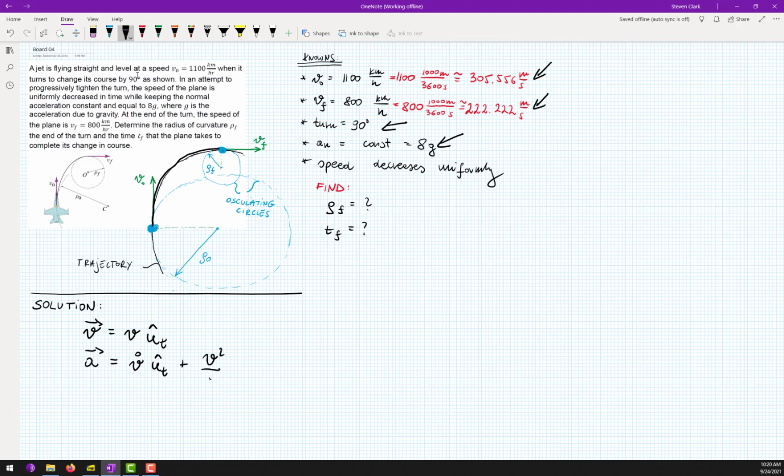Okay, so I can also write in here that this is AT, acceleration tangential, plus acceleration normal. Okay, and you guys can see that these guys must be equal, yes, to one another.